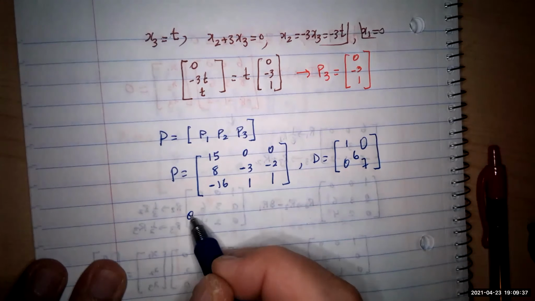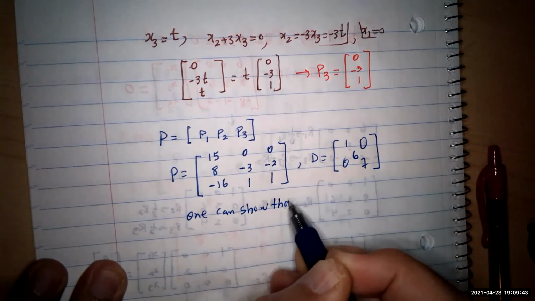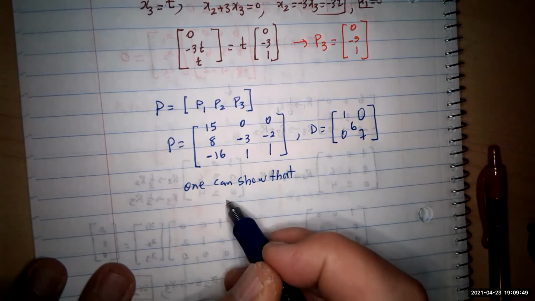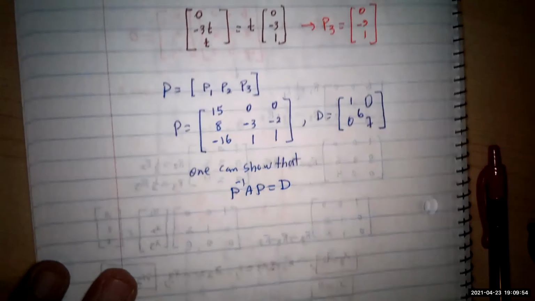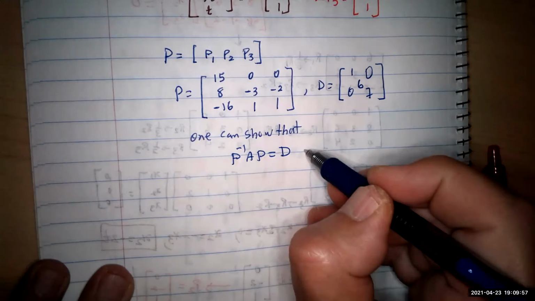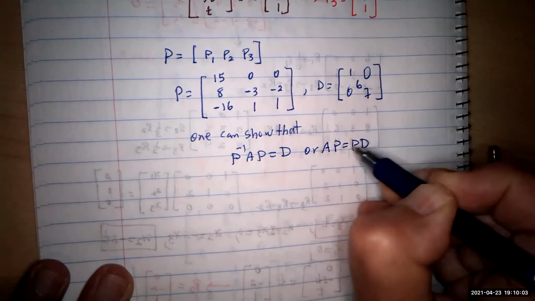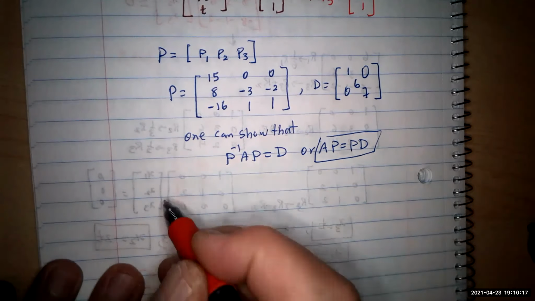So again, one can show that. Sometimes they ask you to show this in your book. Show that P inverse AP is equal to D. You can show this one, or you can show that A times P is equal to P times D. This is easier if they ask you to show it. I give you one of them, then if you like, you can check the other one yourself.